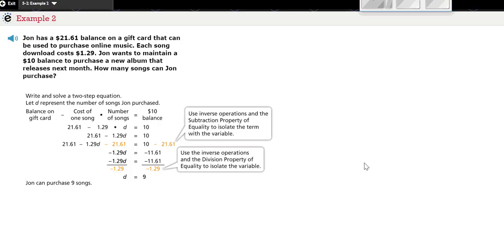All right, so that takes us through example 2. Next is example 3.